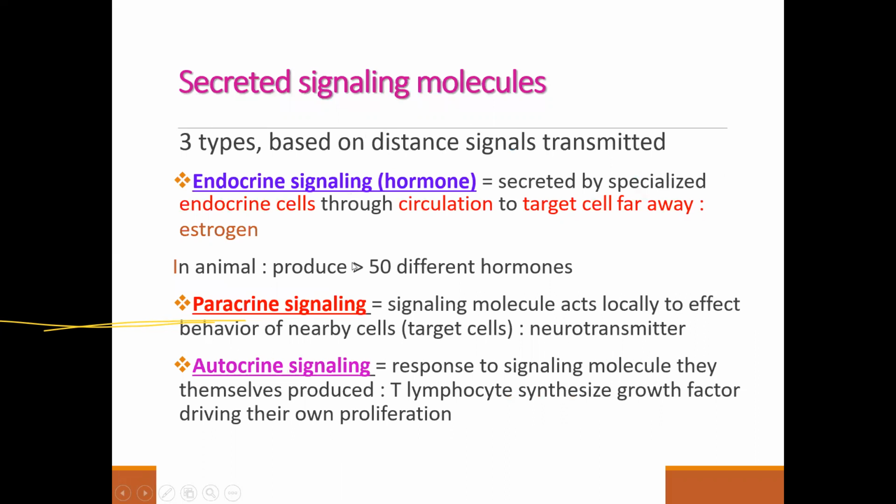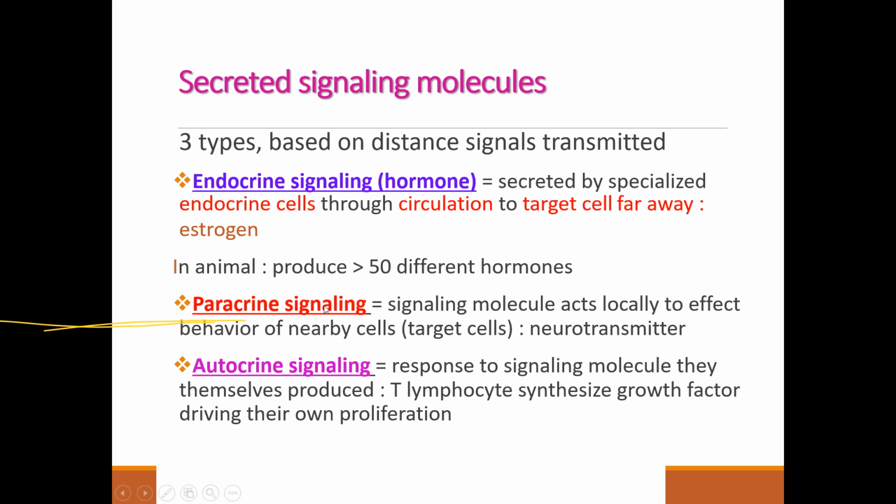These are the details of communication by using signaling molecules. The first one is endocrine signaling, or what we call hormones. The specificity of endocrine signaling is that the signaling molecule has to be transported to the target cell by circulation. Nowadays we already know more than 50 different hormones that act as endocrine signals.